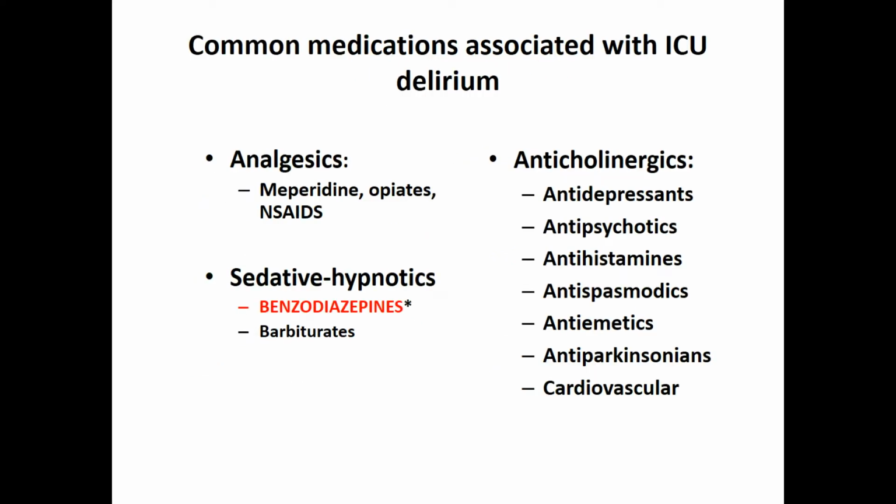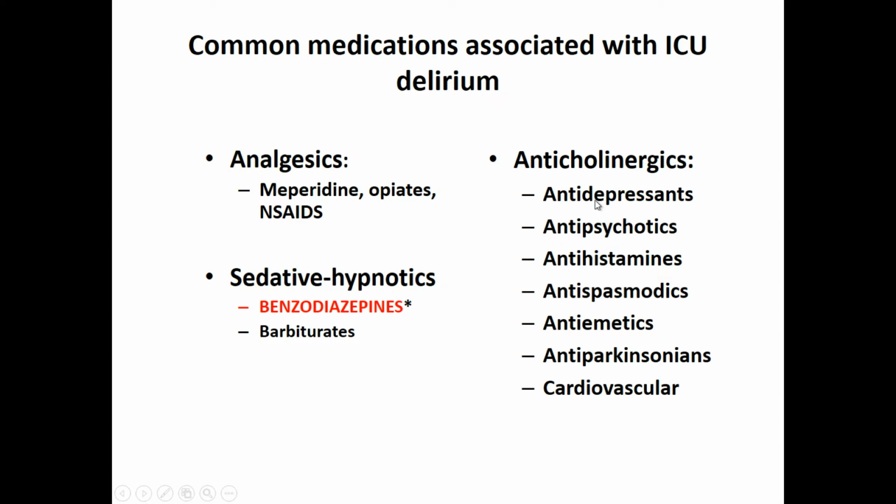So there are many medications that have been associated with ICU delirium. These range from analgesics, meperidine in particular, opioids. We'll come back to benzodiazepines because they've received a lot of the attention lately, but there are certainly many others. I want to point out that anticholinergic medications of any kind are considered to be the drugs that cause delirium at the highest likelihood. You can see that these include things like antidepressants, antipsychotics, antihistamines, antispasmodics, and so forth.